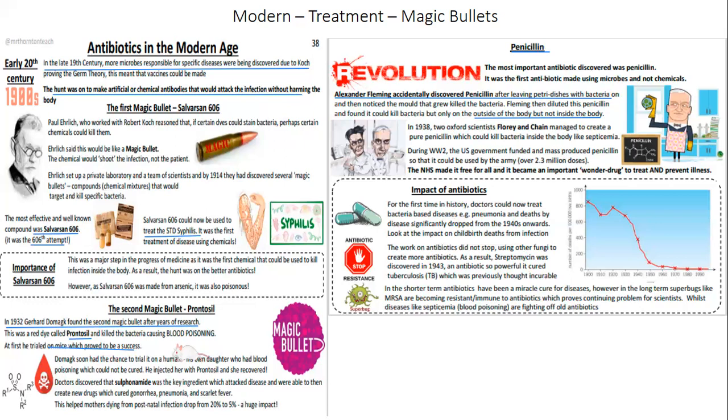So what impact have antibiotics had overall? Okay, now, obviously that graph in itself shows the impact that antibiotics have had. For the first time in history, doctors could now treat bacteria-based diseases. So if you have pneumonia, you can have antibiotics. And deaths by disease significantly dropped from the 1940s onward. So looking at this chart, this is actually a chart on childbirth deaths from infection, and it dropped significantly over time.